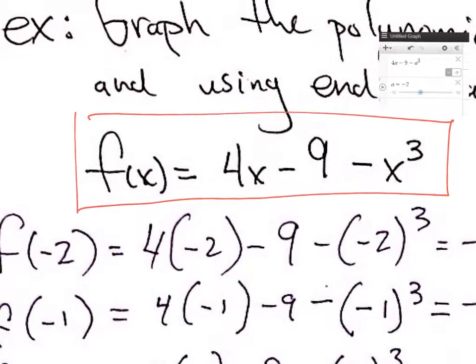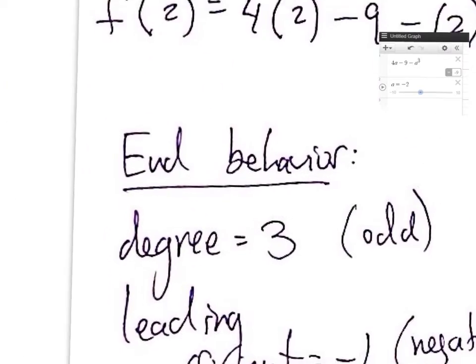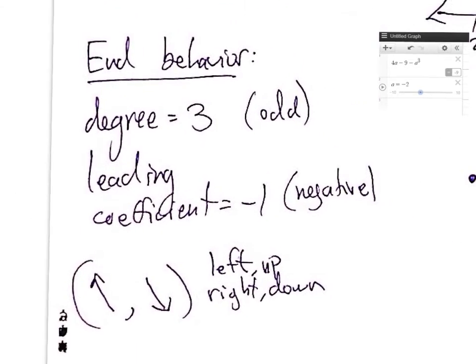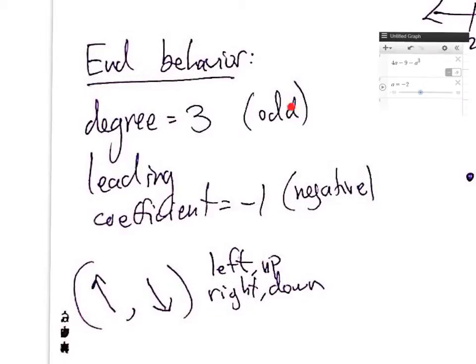We know that the degree, so it's not from the first term, it's from the term with the largest exponent, and so that is this. So the degree is 3, which is an odd number, and the leading coefficient, the number in front of that, is a -1. Okay, so we know that the degree is 3, which is an odd number. Our leading coefficient is -1, which is a negative number.